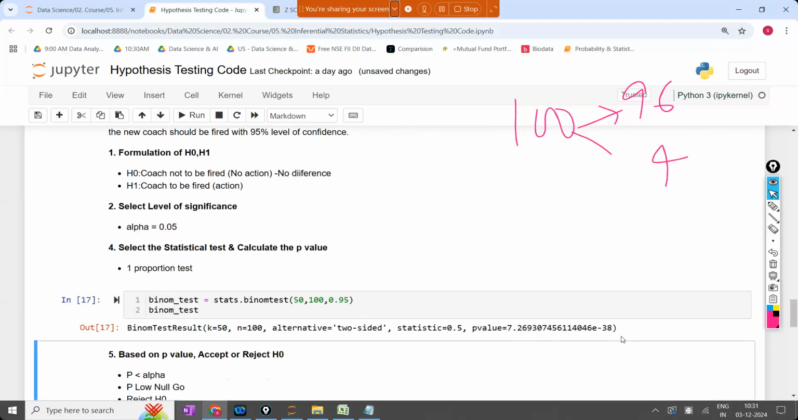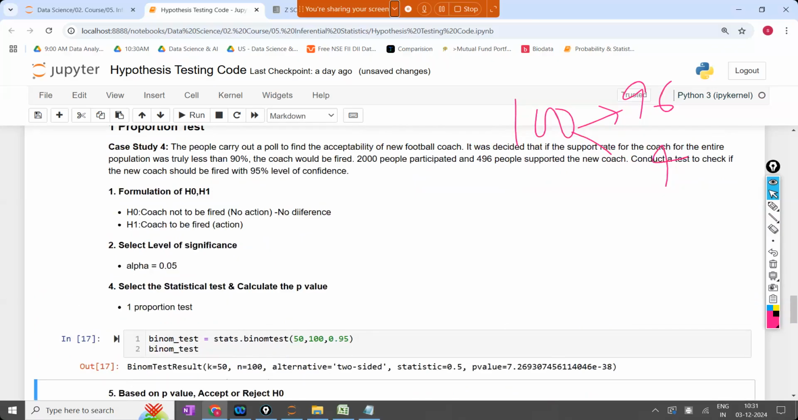0.726 into 10 to the power of minus 38, which means 0.000000. It is less than alpha. Now, what is the meaning of this? Reject the null hypothesis. Coach should be fired because his requirement is that 95% of the people should be satisfied, but only 50% of the people are satisfied.